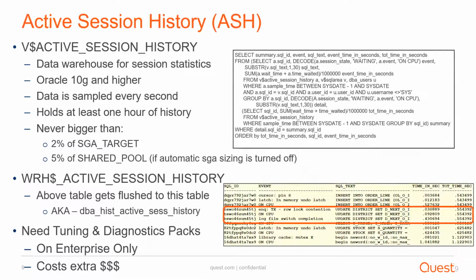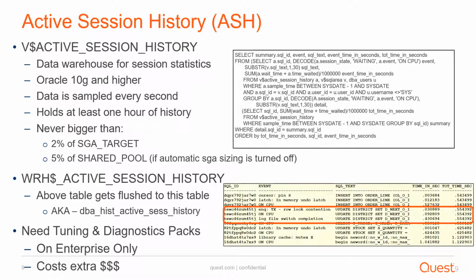If you have the tuning and diagnostic packs, you have $V active session history, which does the same thing for you. Now it's enterprise only, and it costs extra dollars. But the thing is, if you do have it, you don't have to create a tool. You can just go to the $V active session history. Now $V active session history is only there in 10G and higher. The data is sampled every second, and it holds at least 1 hour of history in memory. The way that's configured, it's never bigger than 2% of SGA target if you've got that set, or if you have that turned off, then it's 5% of shared pool. After that, it flushes it to WRH active session history.